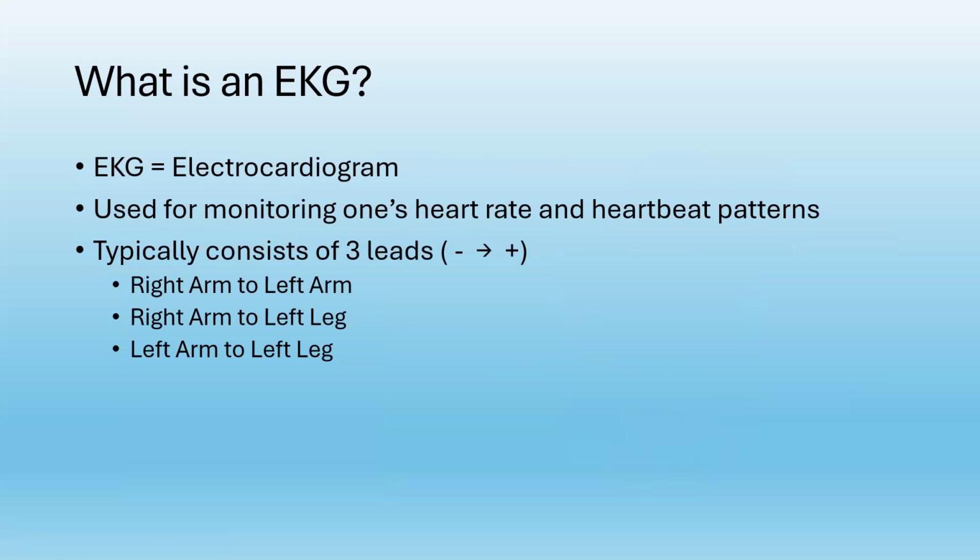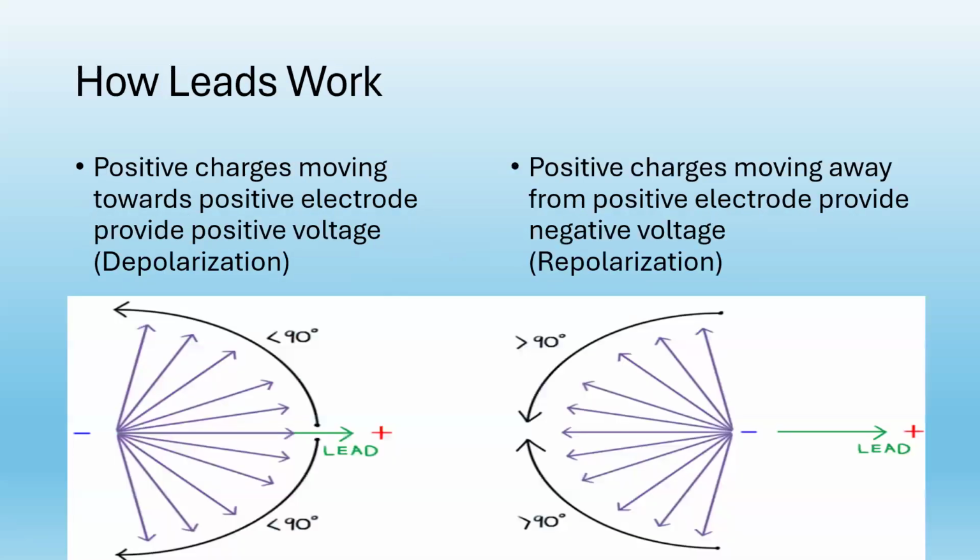These consist of one going from the right arm to the left arm, one going from the right arm to the left leg, and one going from the left arm to the left leg. So how these leads work: when positive charges are moving towards the positive electrode in the lead, these provide a positive voltage to this voltage versus time graph, which is also referred to as depolarization. Or when positive charges are moving away from the positive electrode, these provide a negative voltage, which is shown on the EKG as a repolarization.